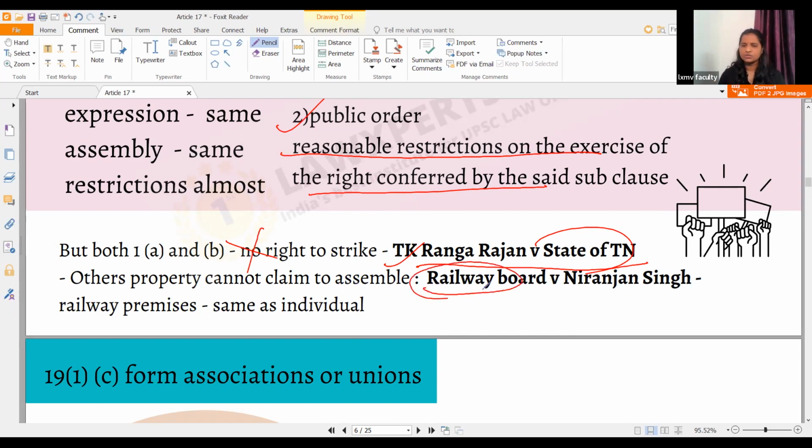So the railway board told them that they must disperse from that place. But they came back with a statement that you are restricting my right to freedom of assembly. So the court held that a railway ground is also like private property. You cannot assemble there without authorization. So for each freedom, I'm giving you a case law.